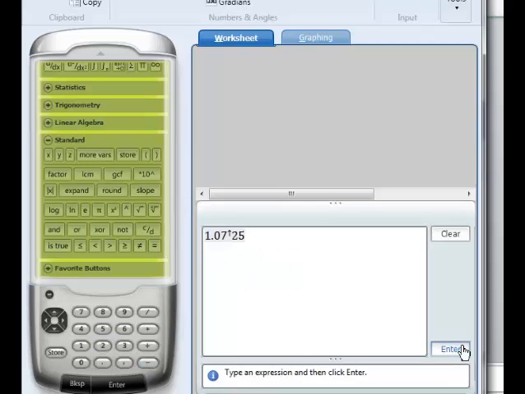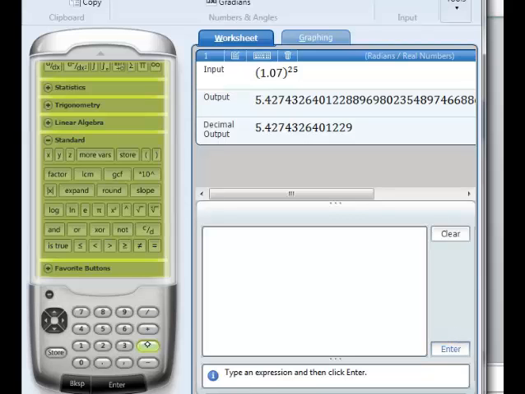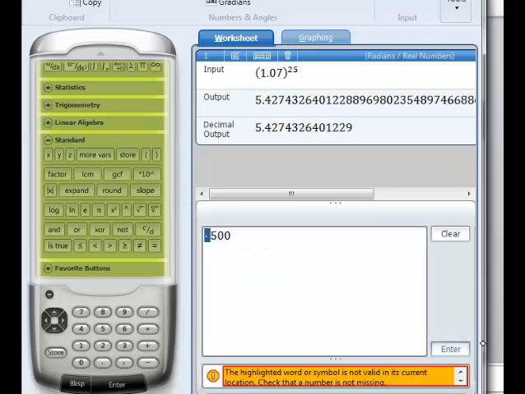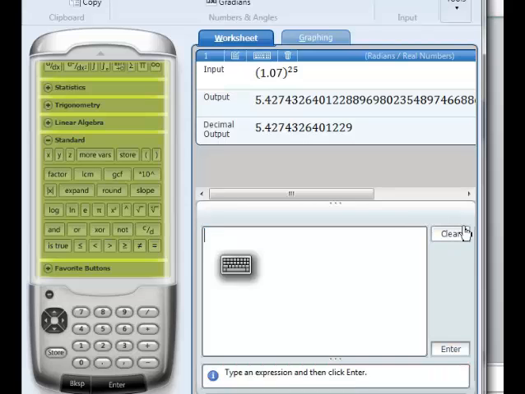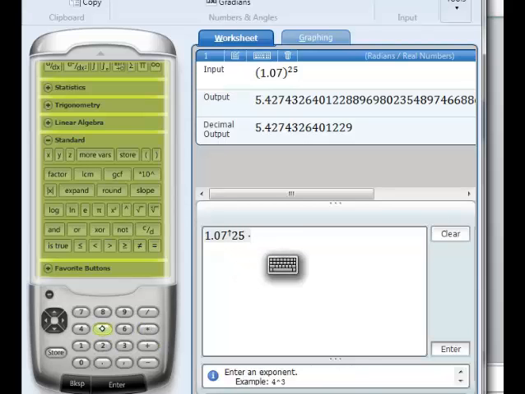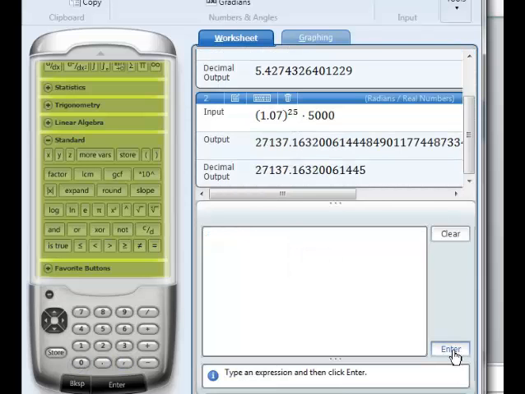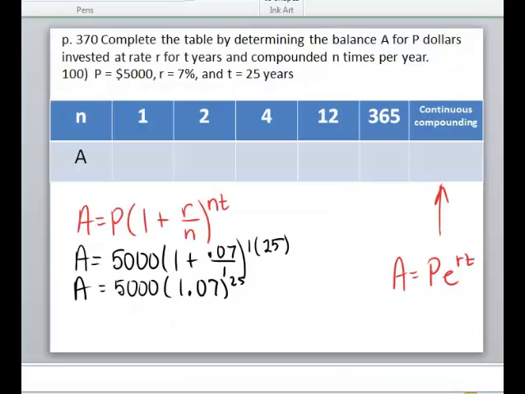And I'll hit enter. And then what I want to do is take that times the principal, which was 5,000. And it didn't accept it. So let me put that back in. I'll put it all in one. I'm never good with this calculator. So 1.07 to the 25th power, and we're multiplying that times our investment of $5,000. I get $27,137. So I'll come back here and I'll write that on my screen.